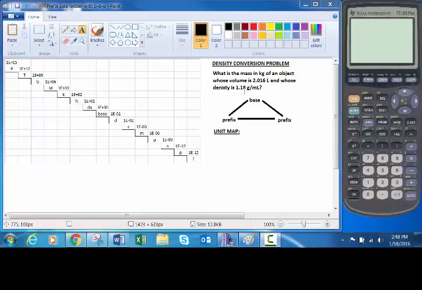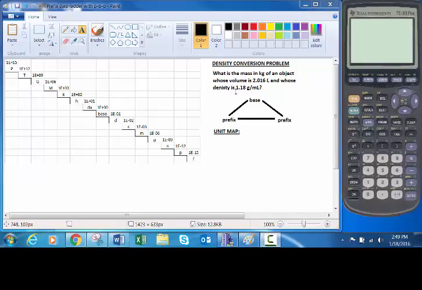This problem includes 3 pieces of information. The question is asking, what is the mass in kilograms? So this piece of information is what we are trying to find. Next, the question gives us the information of volume of 2.016 liters. So this is the given information. The last piece of information that they give us is a hidden conversion factor, which in this case is density, the 1.18 grams per milliliter.